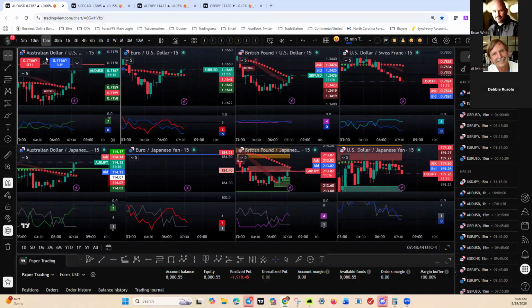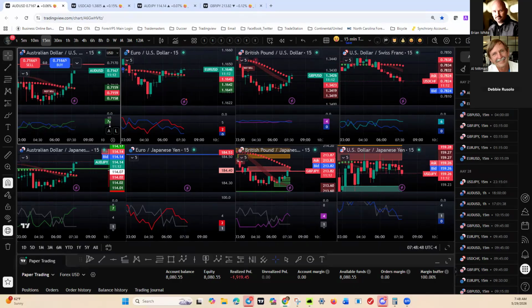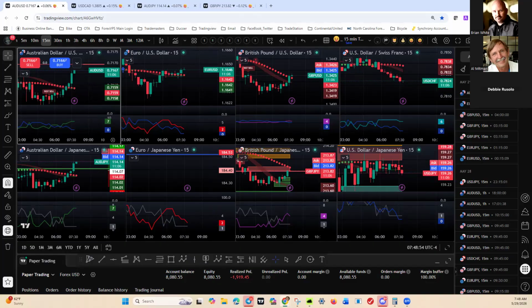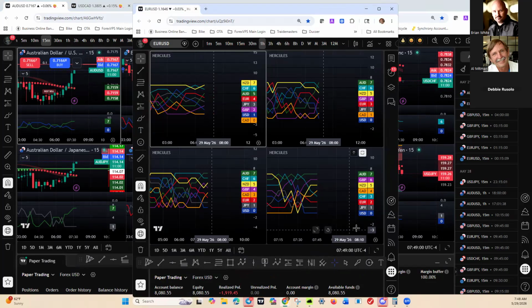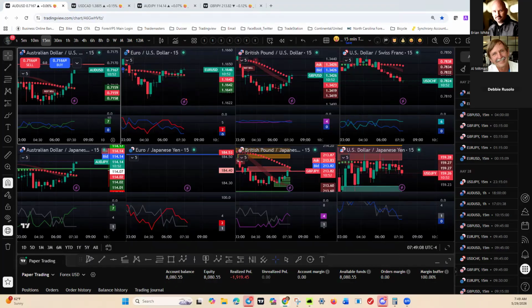So, if you look at the Aussie US, we have a 7-0. That tells me that the Aussie is real strong, the dollar is real weak, and that seems to be true. If you look at the overall Hercules chart, you're going to see that that is true. On all 4 time frames, the Aussie's strong on 3 of the 4. Dollar is weak, the yen is weak. So we're going to be looking at trading in the strength of the Aussie if we get a signal.